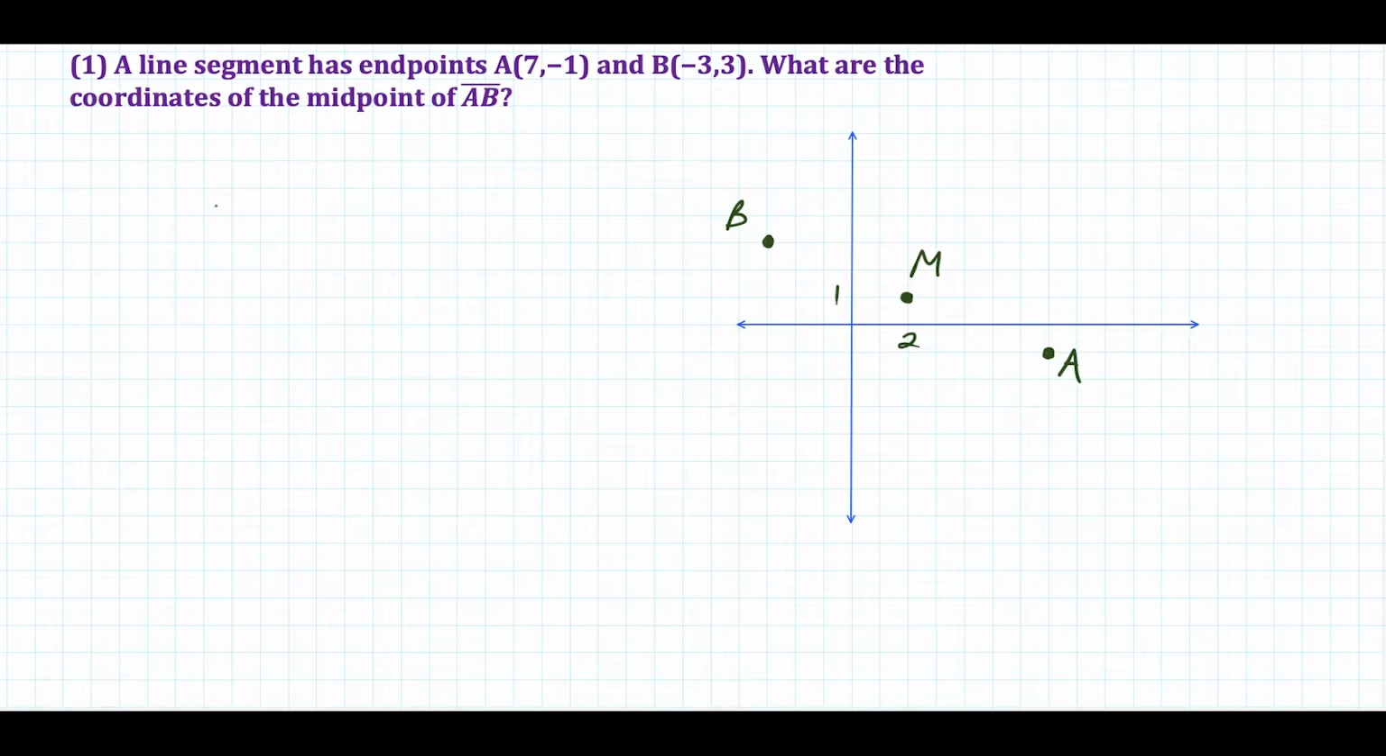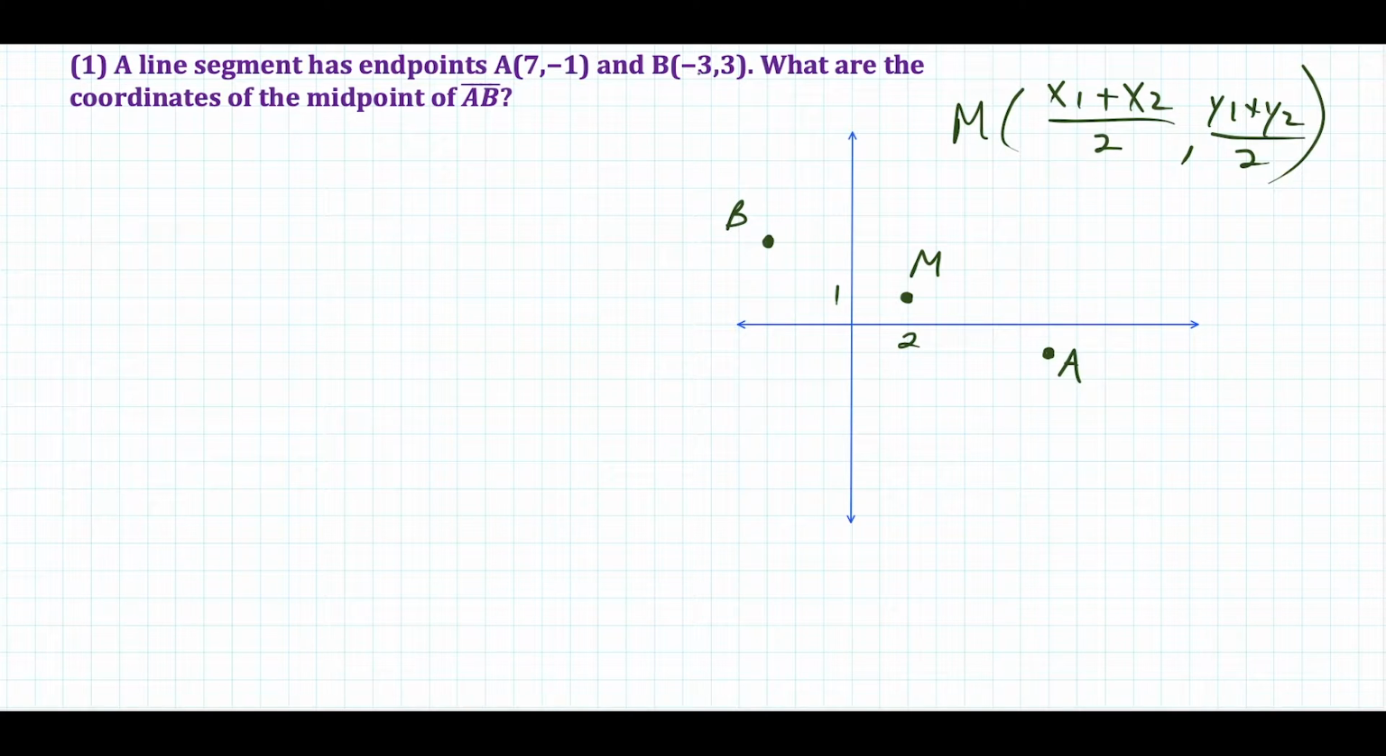But if you want to be 100% precise, the formula for the midpoint is x1 plus x2 divided by 2, comma, y1 plus y2 divided by 2. We're just adding the x coordinates and dividing by 2, and doing the same thing to the y's. To make this formal, we could call the first point x1, y1, and the second point x2, y2.